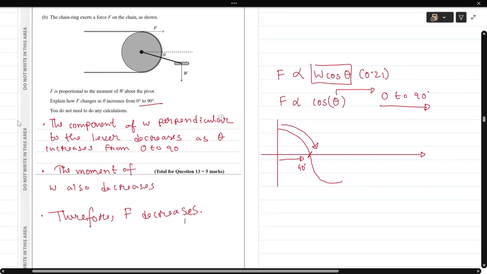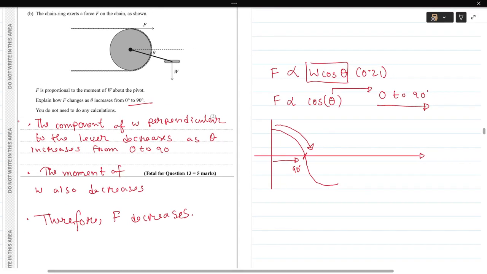In physics, it is always a good practice to remember the graph of cos and sine, because some of these questions are kind of repetitive.